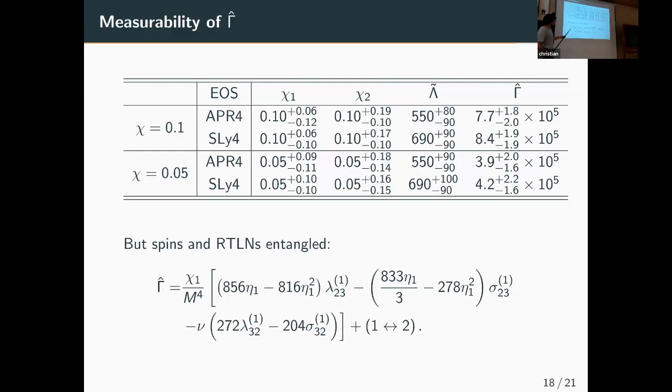The problem is that gamma hat, which is written here explicitly, is a combination of the spins of the bodies and the RTLNs of the bodies. And what we find is that, while yes, we can measure the gamma hat term with some accuracy, we cannot measure the spins of the neutron stars with enough accuracy to extract the tidal numbers from here. Basically, third generation detectors, apparently, from this Fisher analysis that we did, will not give us accurate measurements of the spin of neutron stars. And this is something that could probably be studied in more detail with a proper Bayesian analysis, but we have not done so.